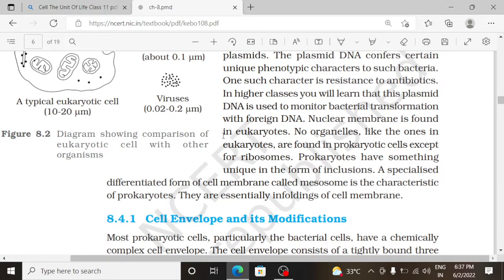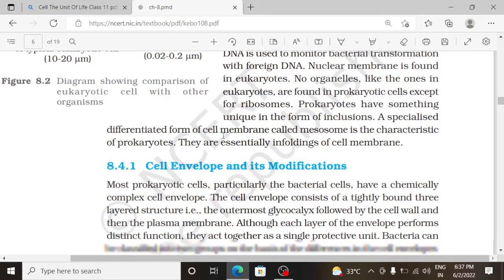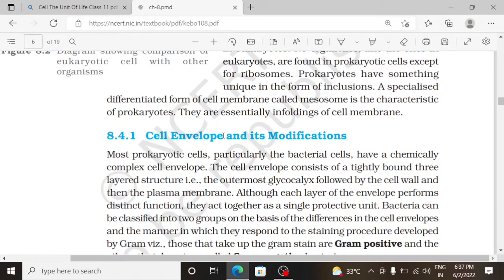Prokaryotes have something unique in the form of inclusions. A specialized differentiated form of a cell membrane called mesosome is the characteristic of prokaryotes. They are essentially enfoldings of the cell membrane.